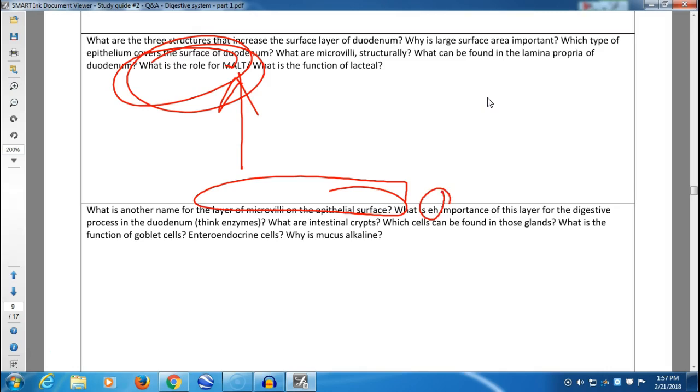Importance of this layer. What is in the brush border? Yep, enzymes. Actually, in some digestive infections, what you can see is the flattening, destruction of the brush border, and then digestion severely impaired. Not so much digestion, but actually, digestion and absorption.